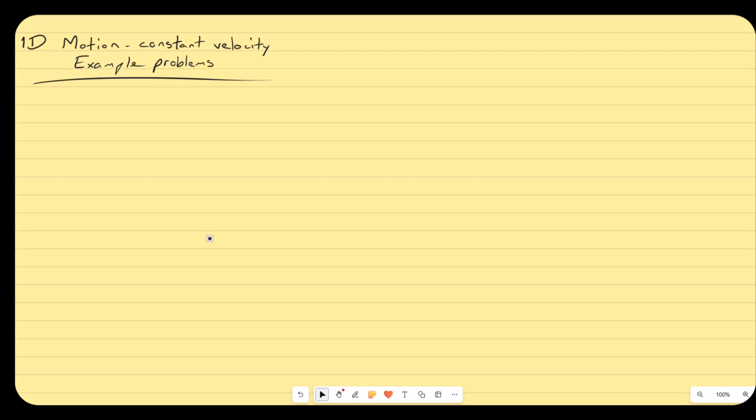These are some example problems for one-dimensional motion with constant velocity. I'll be using this yellow background for example problems just so that you can keep them separate pretty easily. So first, I'm going to say you start from home and you walk 400 meters. This takes you 200 seconds and we're going to see how fast are you walking. I'll write that down.